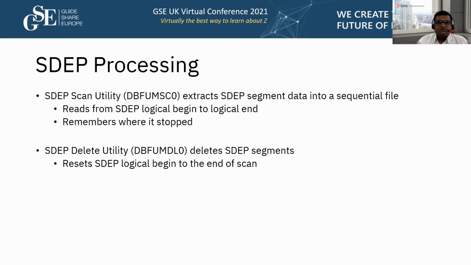So IBM provides two utilities, the S-step scan utility and the S-step delete utility. Whenever you do the mass insert, after doing the insert, you need to use the scan utility to scan all the data from the S-step section to a sequential file. Then you will use that sequential file in your downstream processing. Then you will use the delete utility that will simply reset your logical begin pointer to the logical end, and you will have all the space in the S-step to be used further.